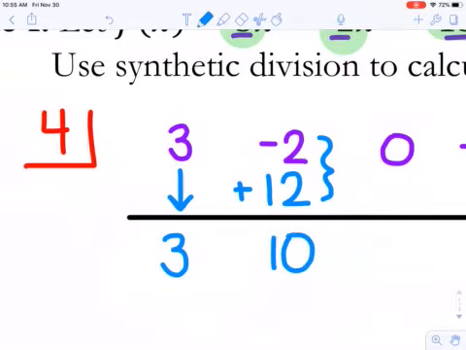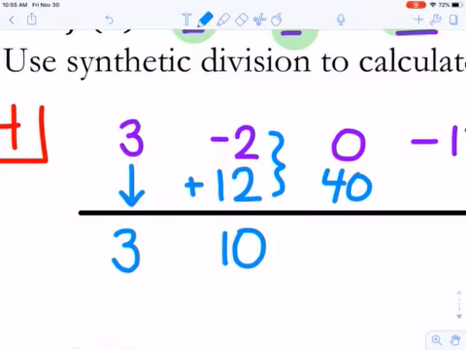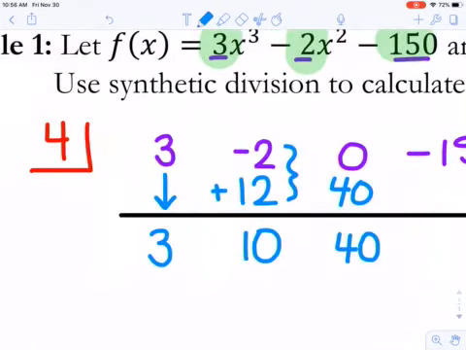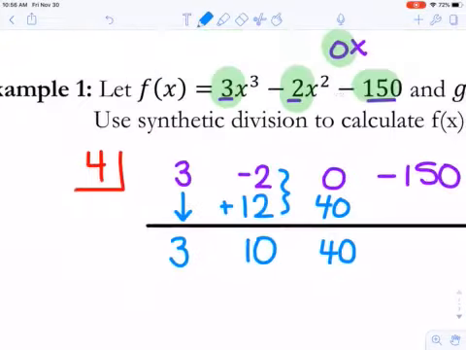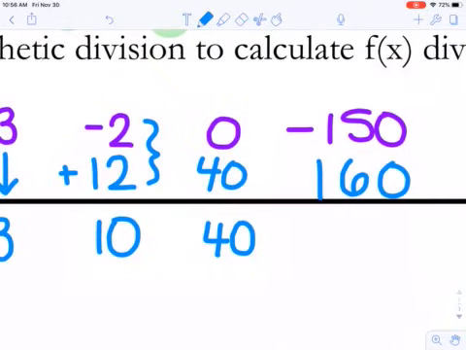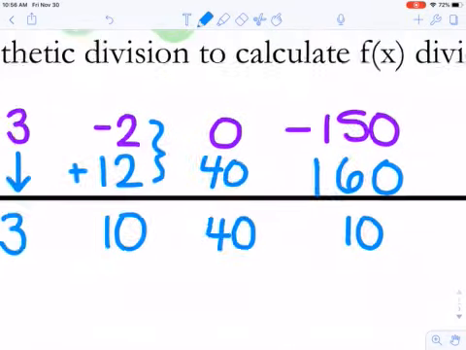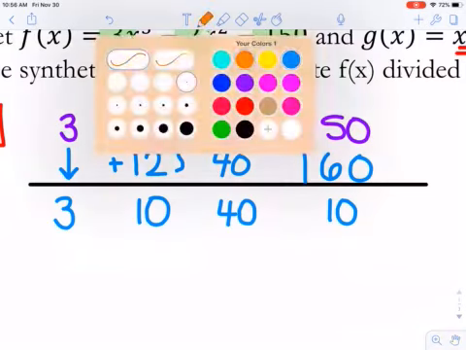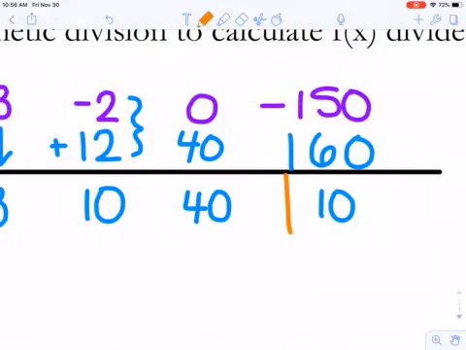So -2 plus 12 is 10. And now I'm going to repeat the process. 10 times 4 is 40. Put her in right there. Add those together. 0 and 40 is 40. 40 times 4, so now I'm multiplying again, is 160. And 160 plus -150 is 10. I'm done. The last number that you get, always, always, always, is your remainder.